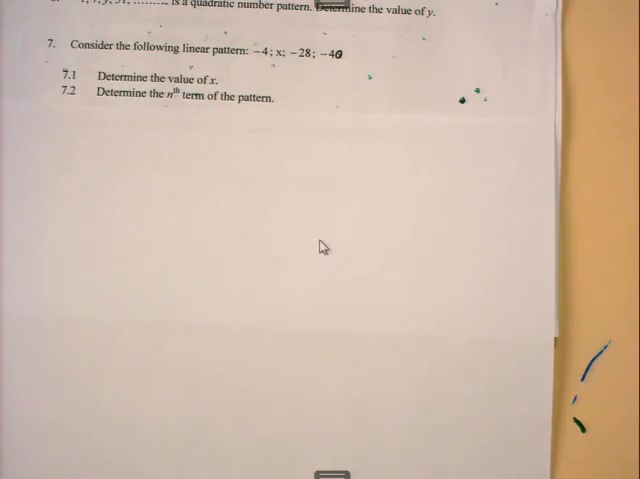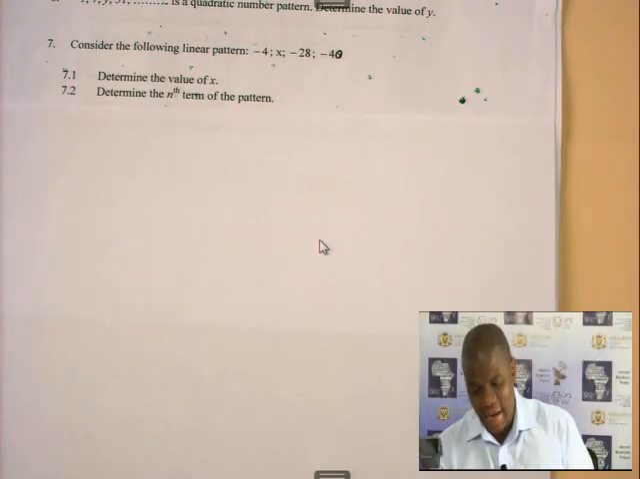If it is an arithmetic sequence, the first difference is common. They've got the common difference. So you determine the difference between successive terms, then you've got the value of x. And then it's easy for you to determine the nth term of the sequence. So for the remaining 20 or 25 minutes, I just want to focus mainly on the quadratic number pattern.